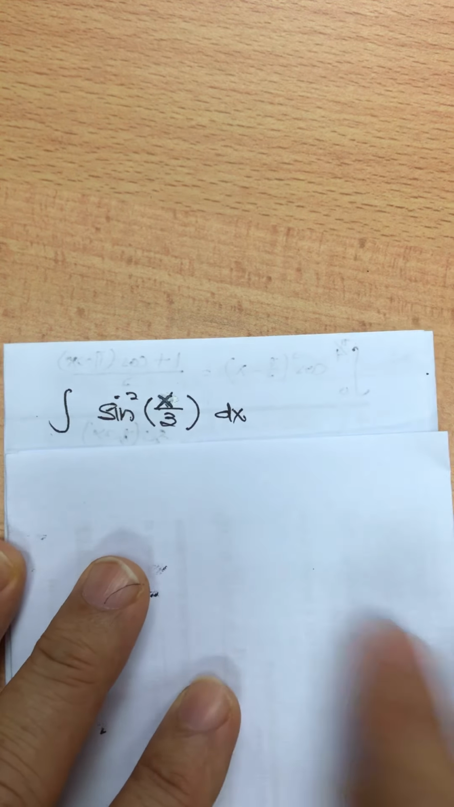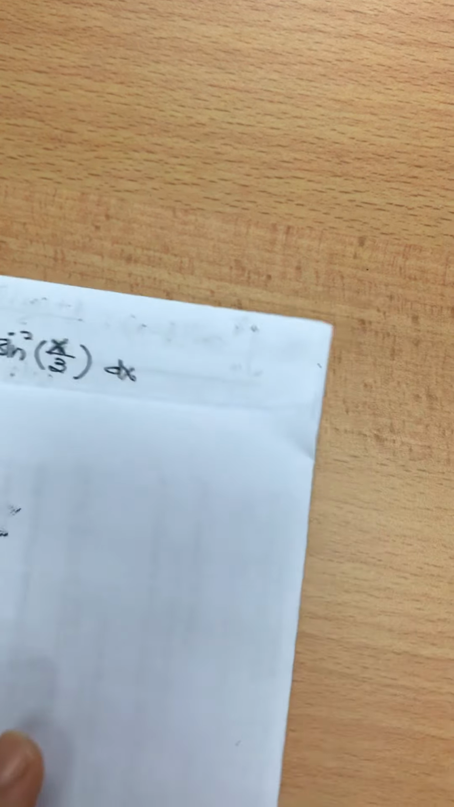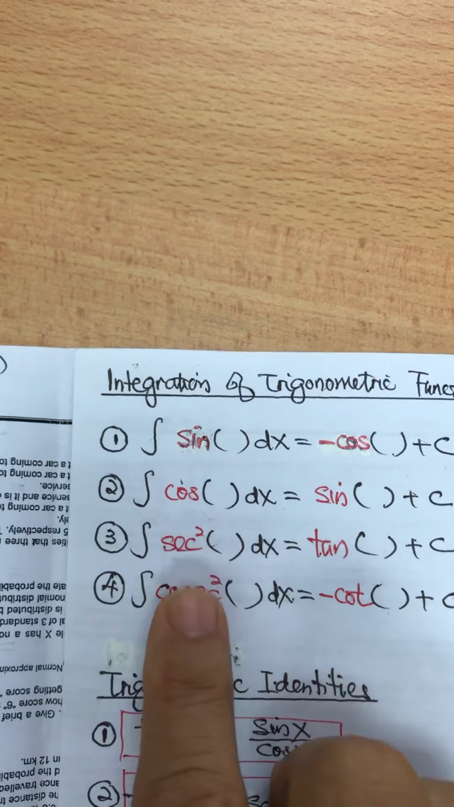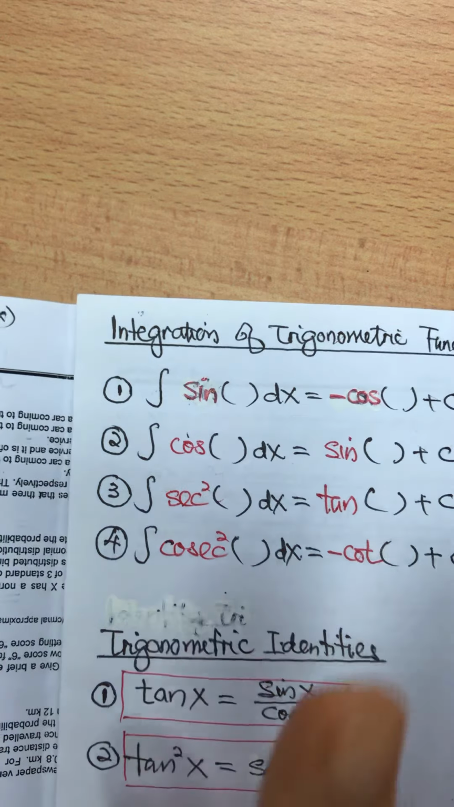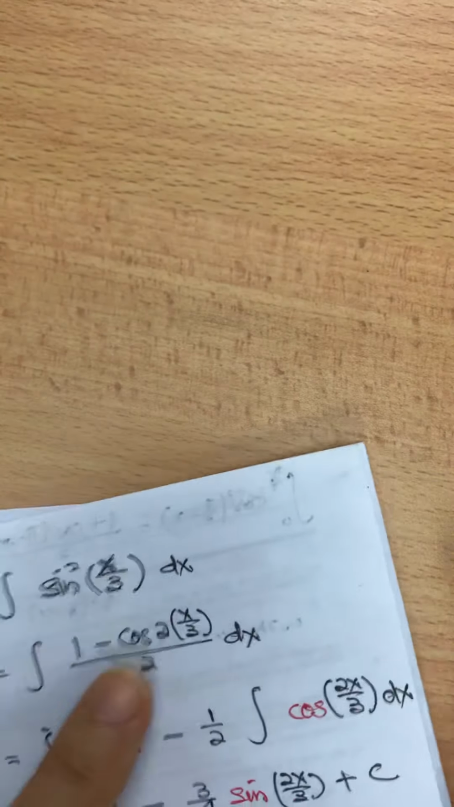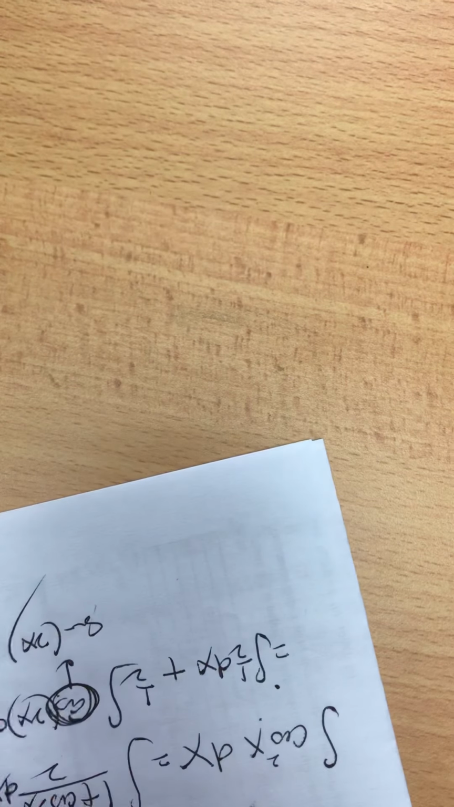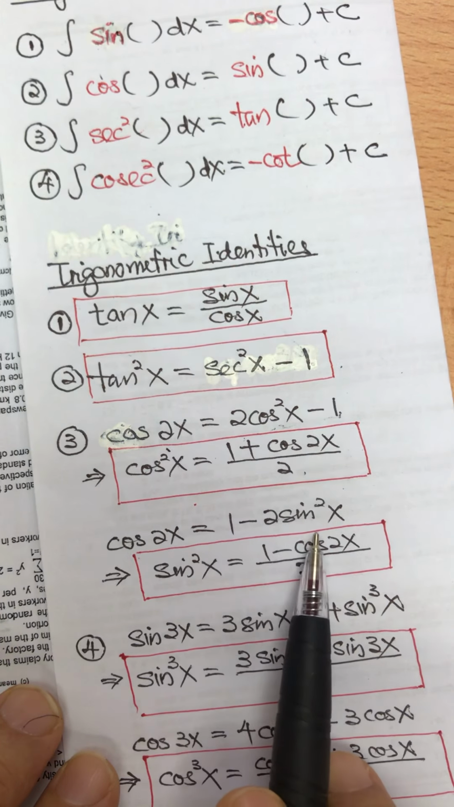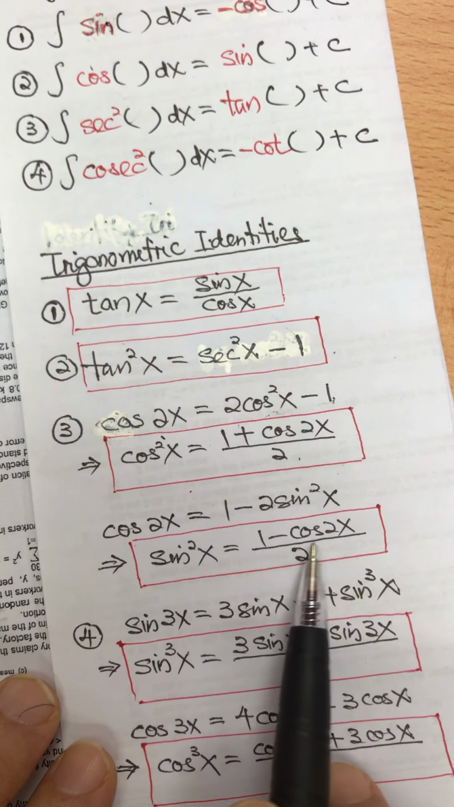Then after that, let's say you want to integrate sine square. Just like what I said just now, in our list here, we don't have sine square. We have only sine, cos, secant square and cosecant square. So how to integrate? We use an identity. We use this identity: cos 2x is 1 minus 2 sine square. So sine square x is 1 minus cos 2x over 2.